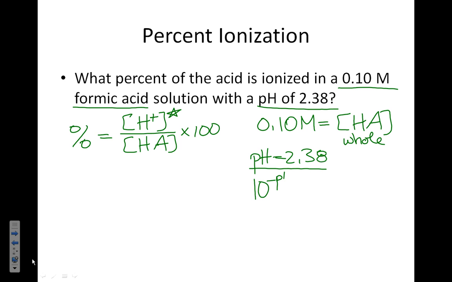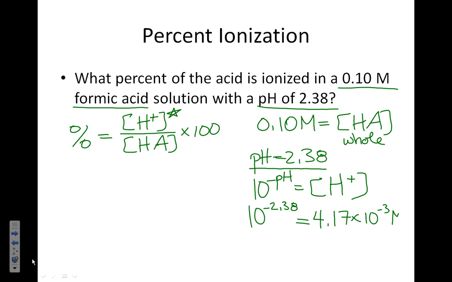Because 10 to the negative pH is equal to your hydrogen ion concentration. And that's exactly how we're going to get that top number. That part, excuse me, how much of that 0.1 molar initial acid concentration dissociated off as H plus ions. So we're just going to do 10 to the negative 2.38. Do that out. Don't leave it as that. That's not the H plus concentration on its own. Actually do the math. And I get 4.17 times 10 to the negative third molar. This is our H plus concentration. That is our part, for part over whole.